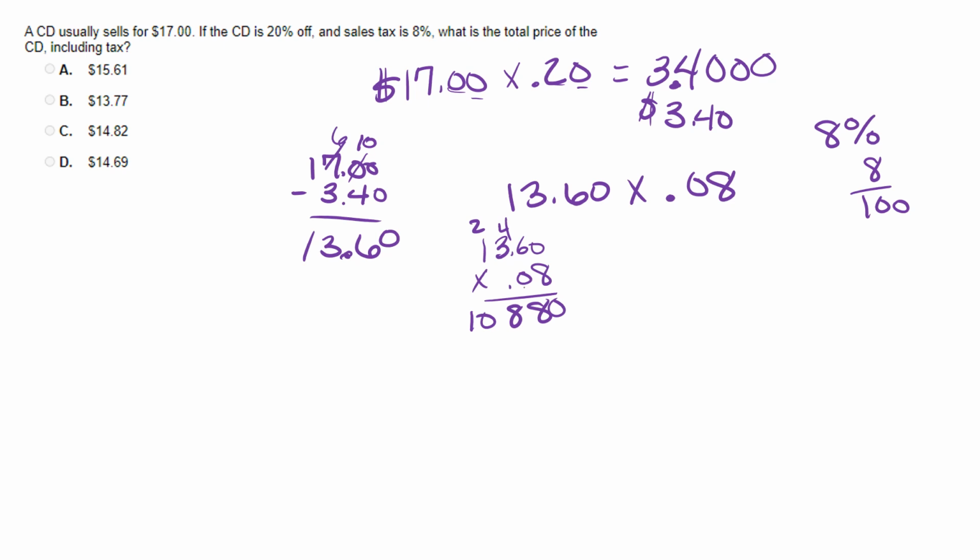So I look, I've got 1, 2, 3, 4 numbers after the decimal. So I'm going to have 4 numbers after the decimal in my answer. Because this is sales tax, it is money. So I look here, this 8 is big enough to round that 8 up to a 9. So it's going to be $1.09 in sales tax.